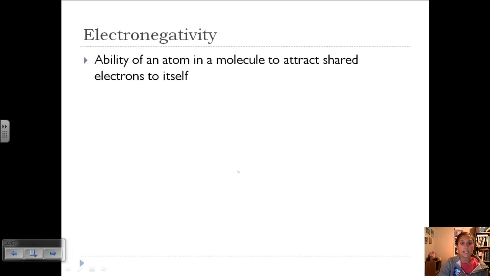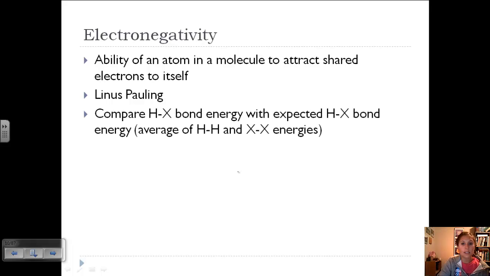Okay, so we talked a little about electronegativity. Let's go into that in more detail. Electronegativity is the ability of an atom in a molecule to attract shared electrons to itself. So it's attracting electrons that are shared within a bond. And this was discovered by Linus Pauling, so he had a lot to do with electronegativity.